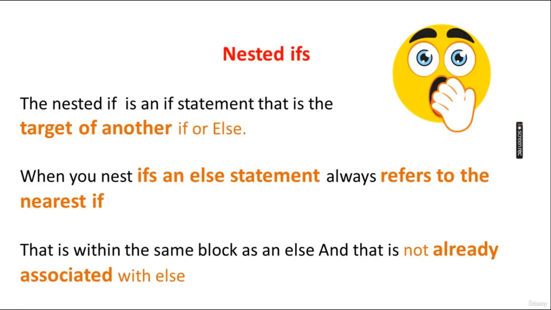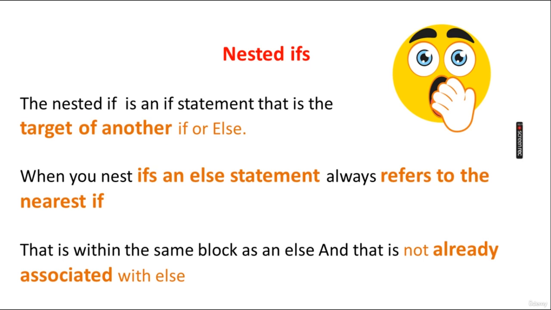Then nested ifs. The nested if is like an if inside an if. A nested if is an if statement that is the target of another if or else statement. So in one if you can have another if else, or in one else you can have another if else. When you nest if, an else statement always refers to the nearest if.